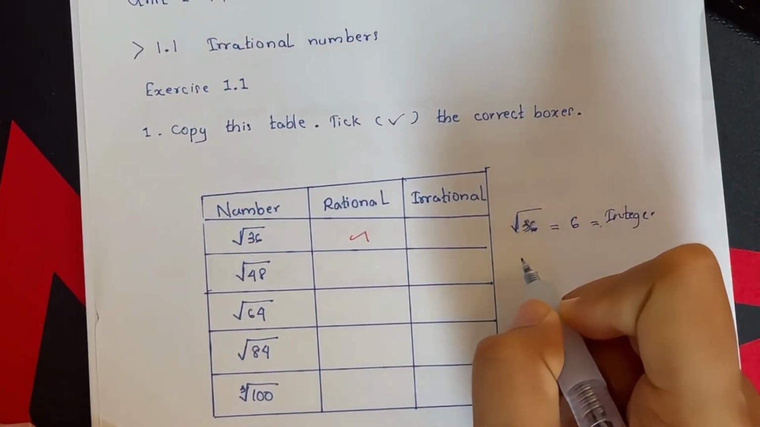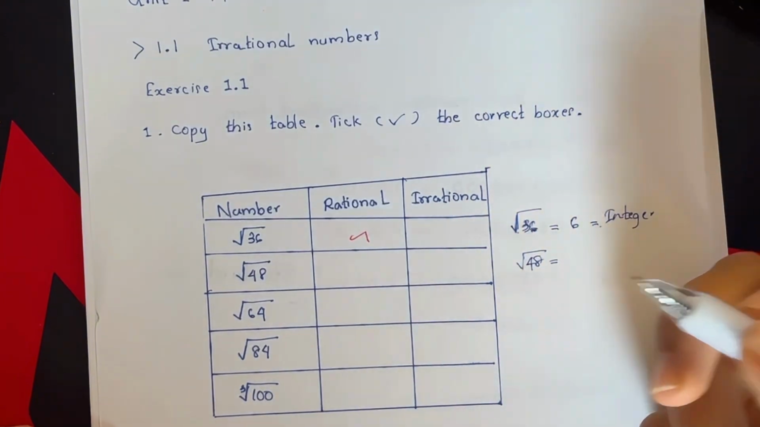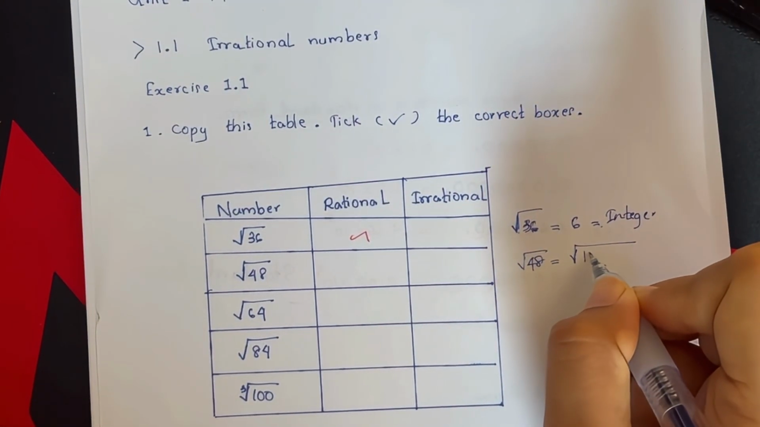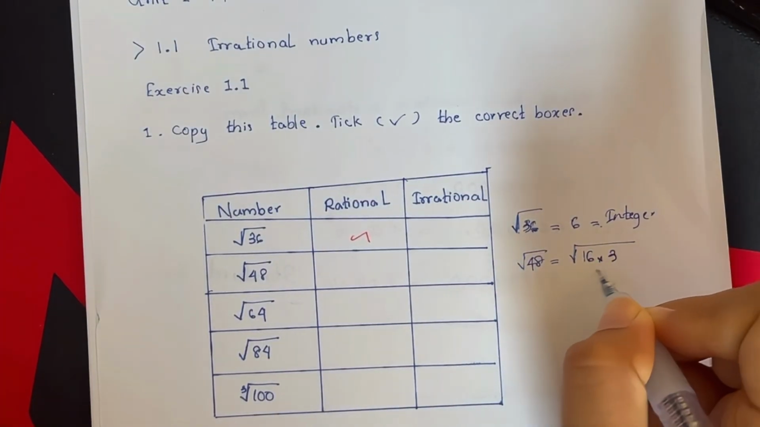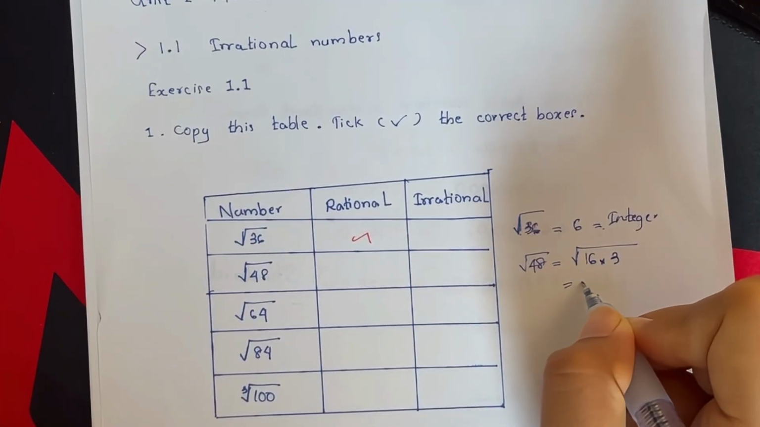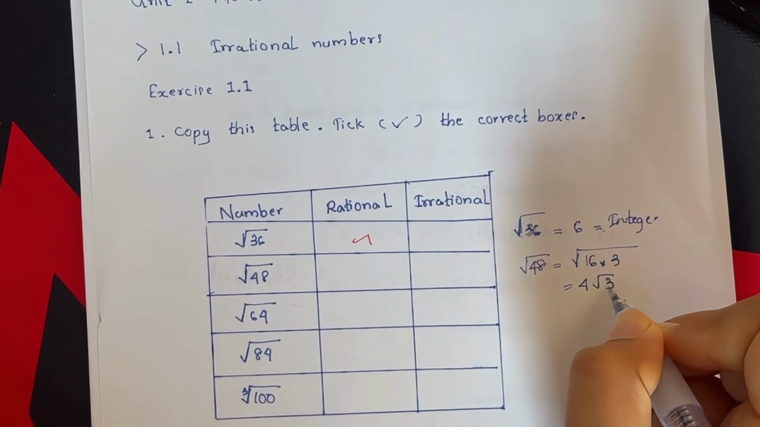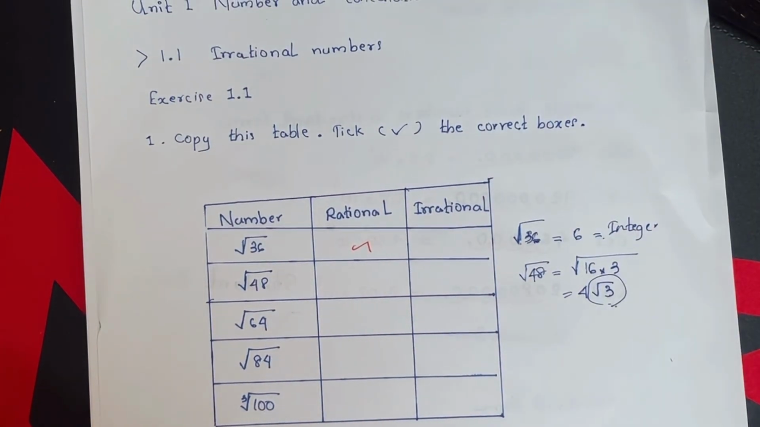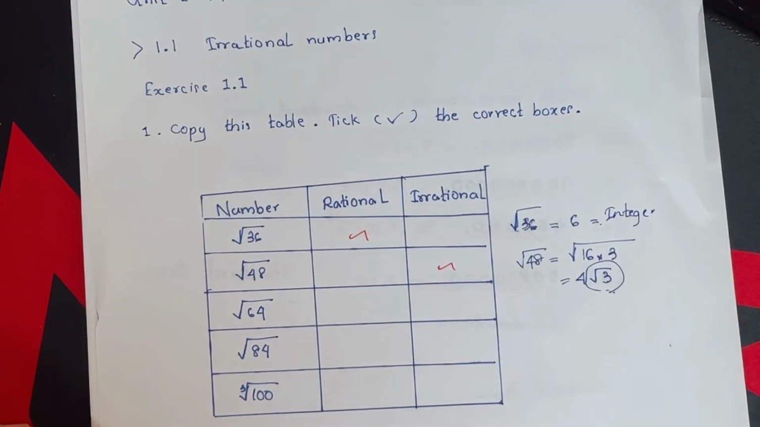And root 48. Root 48 is 16 times 3, which is 48. Root 16 means 4, so it is 4 root 3. And root 3 is irrational, so that's why root 48 is also irrational.